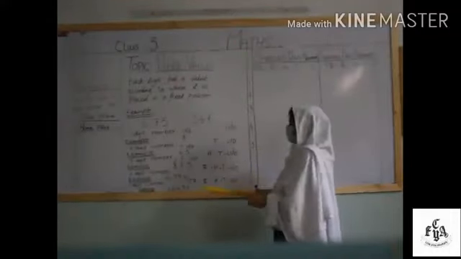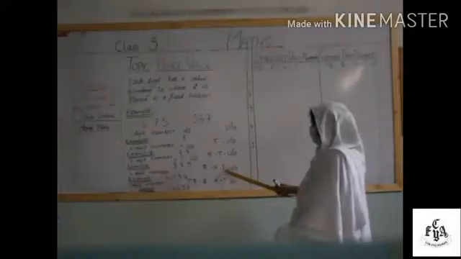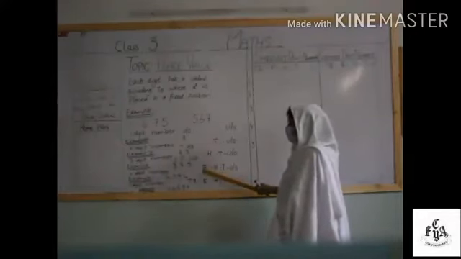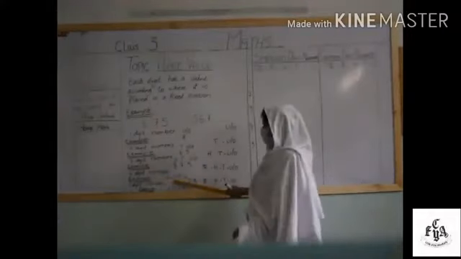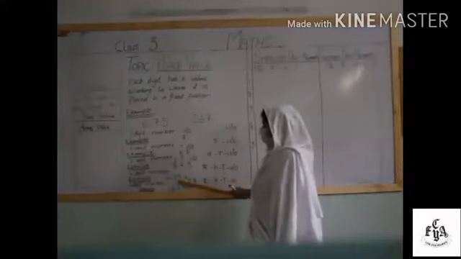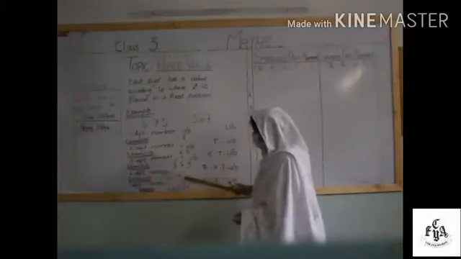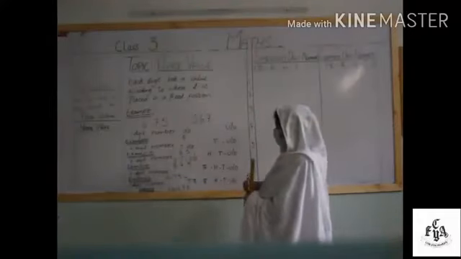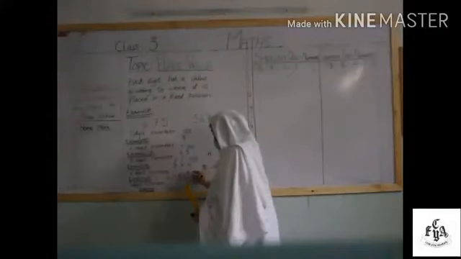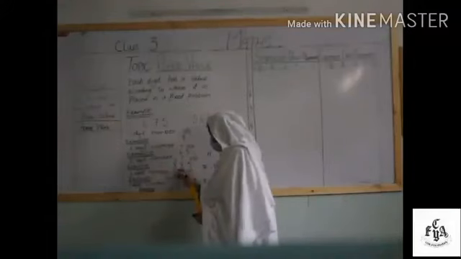Now moving towards the 4 digit number. The place values of a 4 digit number are unit, ones, tens, hundreds and thousands. For 1000 we will write TH. Now here we have example 4734. So in this number we have how many digits? 4, 1, 2, 3, 4. So the place value of 4 is unit or ones, the place value of 3 is tens, the place value of 7 is hundreds, and the place value of 4 is thousands.